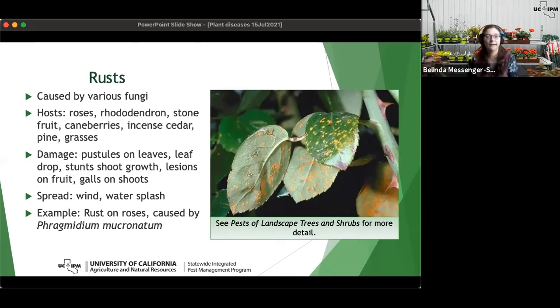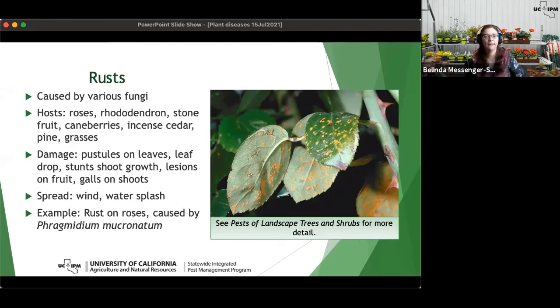and even some grasses. The pustules are formed of masses of rust spores, which are the infectious part of the pathogen. So that means we're looking at a sign of the disease as opposed to a symptom. Spores of rust can be spread through rain and water splashing and through wind. The photograph shows those yellow-orange pustules on the top and the bottom of rose leaves.